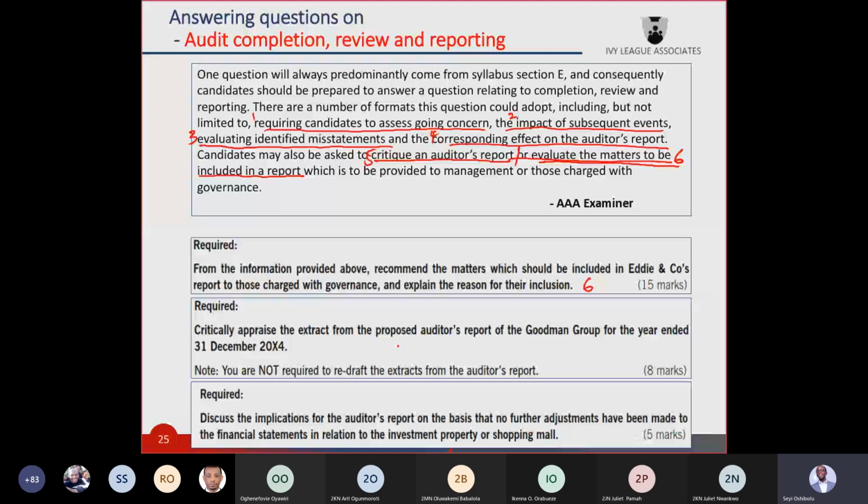Another one says, critically appraise extract from the proposed audit report of Goodman Group for the year ended 31st March 2004. Another classic example of number 5 up there. Another one says, discuss the implications for the audit reports on the basis that no further adjustments have been made to the financial statement in relation to the investment property or shopping mall. You see that? Impact on the audit report. So that's a classic example of number 4, if management refuses to adjust.